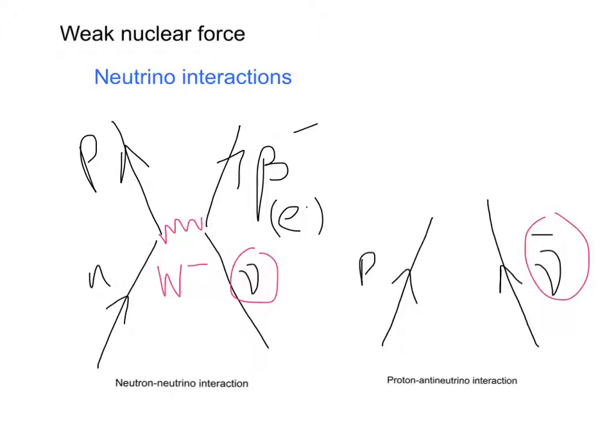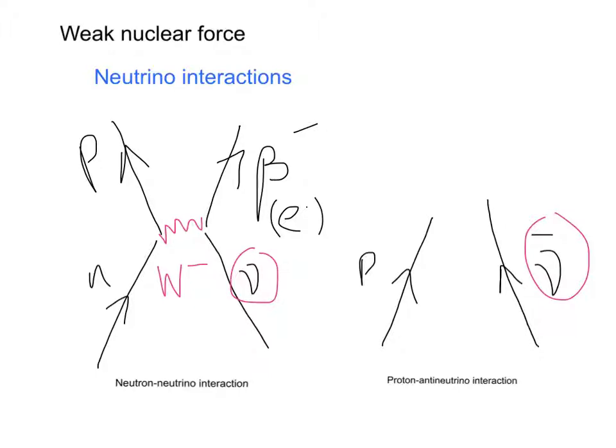And if you look at the charge below the diagram, you've got a neutron and neutrino, which is neutral. And above, you've got a proton, which is positively charged, and an electron, which is negatively charged. The charge is conserved.